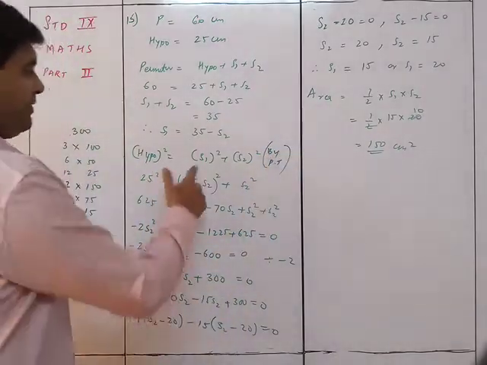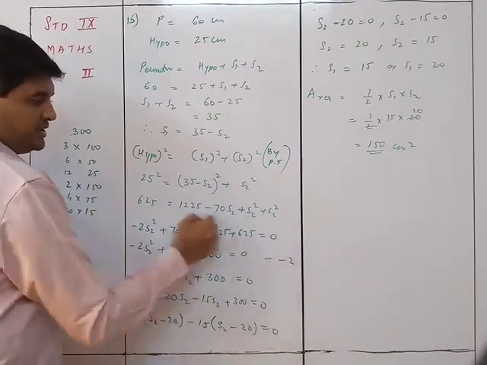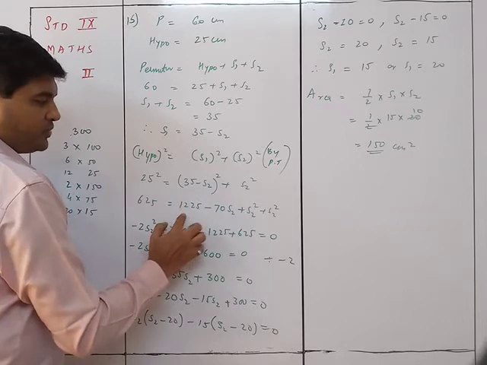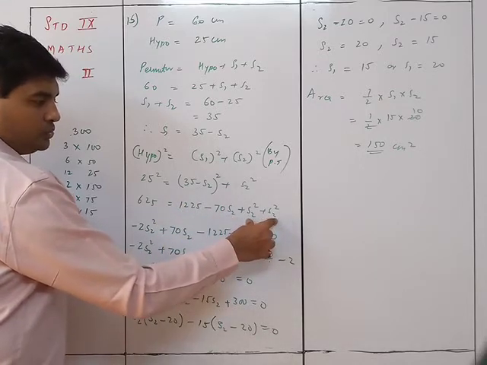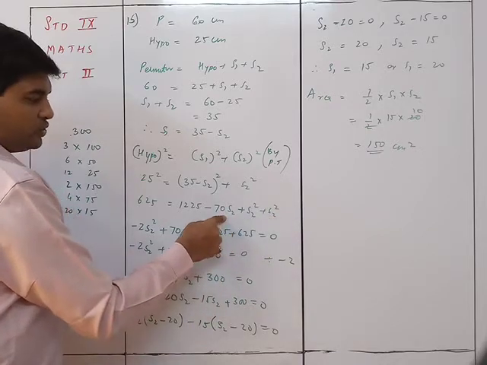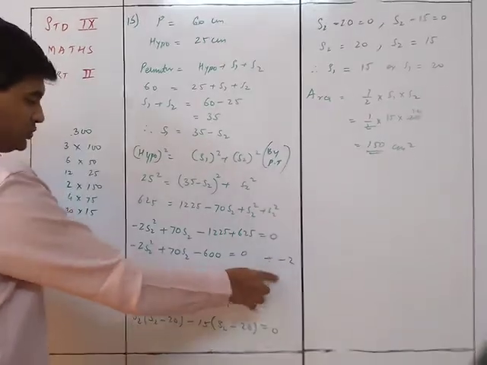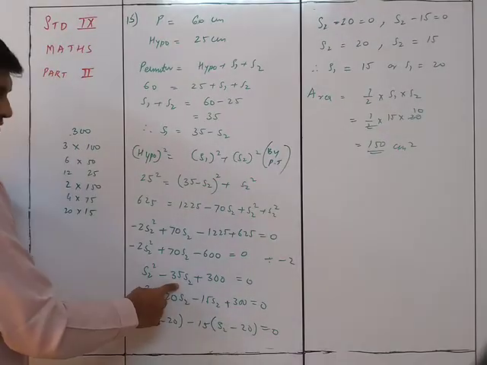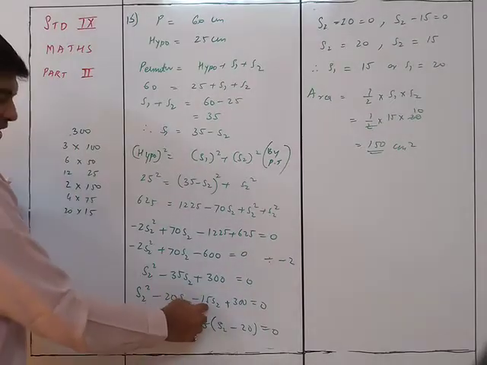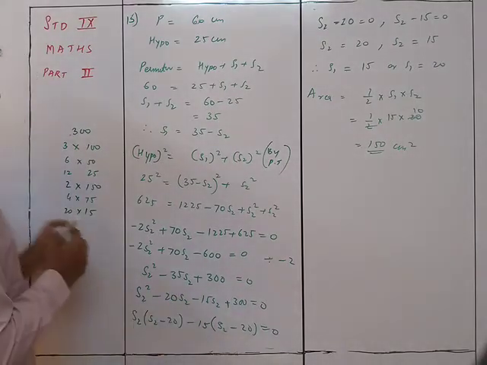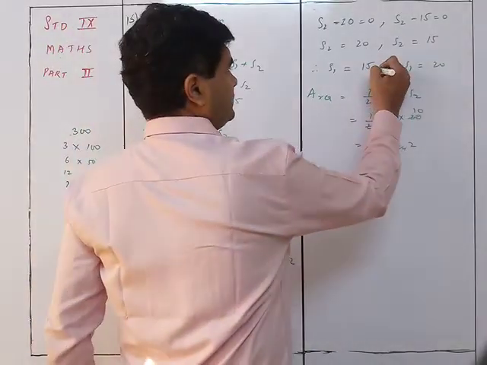So accordingly we will have (35 minus S1) the whole square plus S1 square equal to the hypotenuse square. So this is (A minus B) the whole square, A square minus 2AB plus B square. So this is 2S1 square minus 70S1, 1225 minus 625. So accordingly you get this, dividing by minus 2, you get S1 square minus 35S1 plus 300 equals 0. 35 split into 20 and 15. So you get the values as S1 as 20 or S1 as 15. So this is S centimeters.